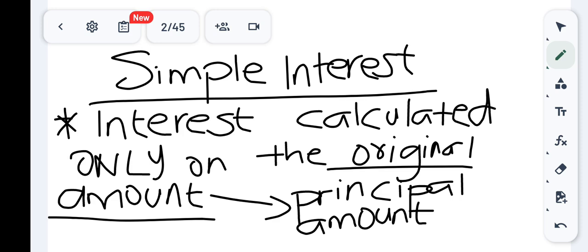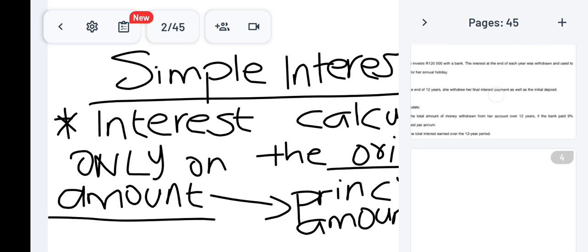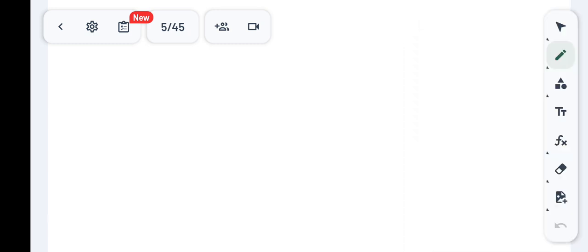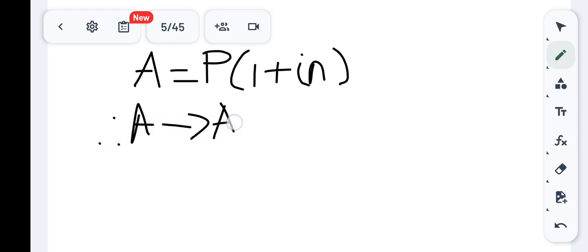So how do we calculate simple interest? This is an activity that we will be dealing with just now, but I want to show you the formula. Simple interest is calculated by this formula: A equals P times (1 plus i n). Where A is what we call the accumulated amount.